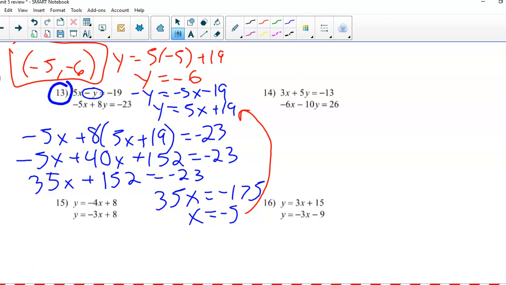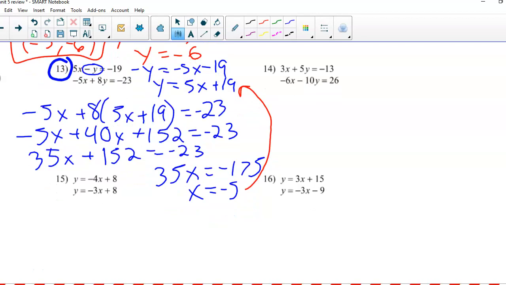Remember that just like for graphing, you will also be able to determine what type of solution it is if it's in slope-intercept form. So like looking at 15, do those have the same slope? No, so the answer won't be no solution. They're not the exact same, so the answer won't be infinitely many. It would be one solution, and you'd have to find that one.